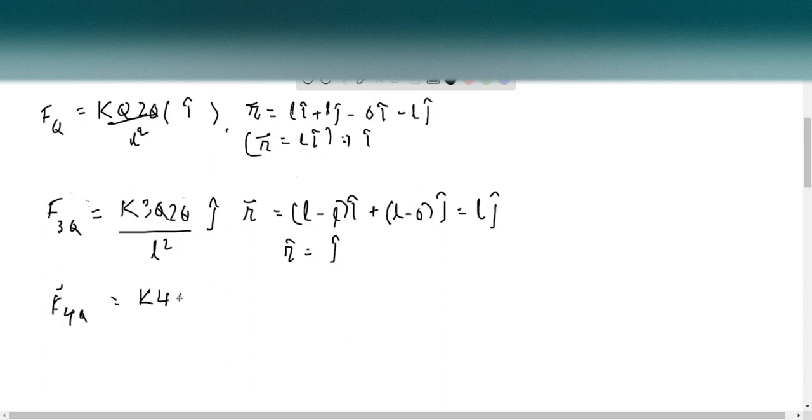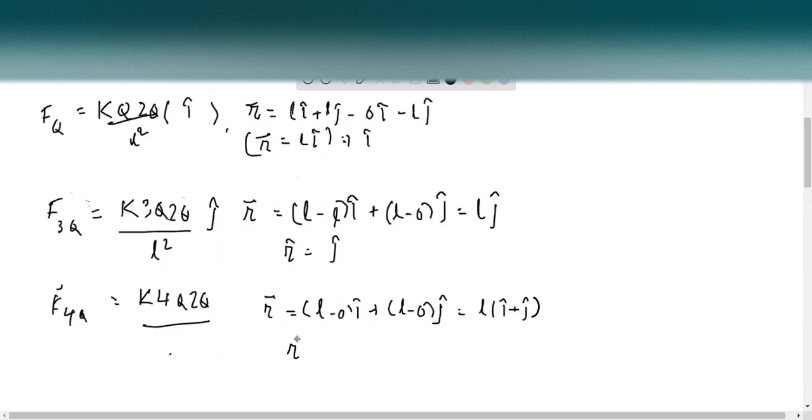K 4Q, 2Q divided by. Now here let's first calculate the position vector. The x component for the second point, 2Q, is L, whereas for 4Q it is 0. Similarly for the j component, it will be L minus 0 because we assume that the fourth charge is at the origin. So we get L i plus j.